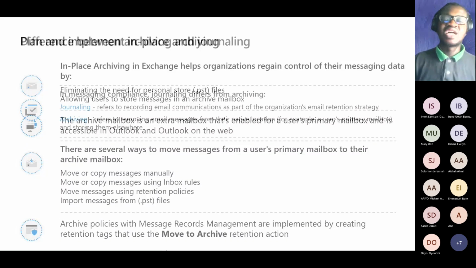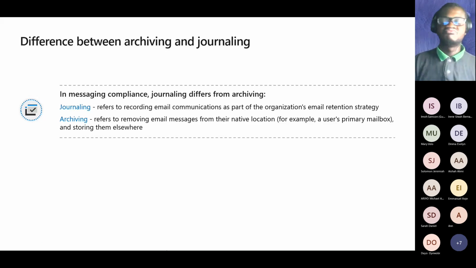And then there's a difference between archiving and journaling, right? So we would look at that. We'll look at journaling in the next series, basically. But there's a difference between both of them, right? So journaling refers to recording email communications as part of the organization's email strategy. However, archiving refers to removing emails from their native location to the extra mailbox location that has been provisioned for the user.